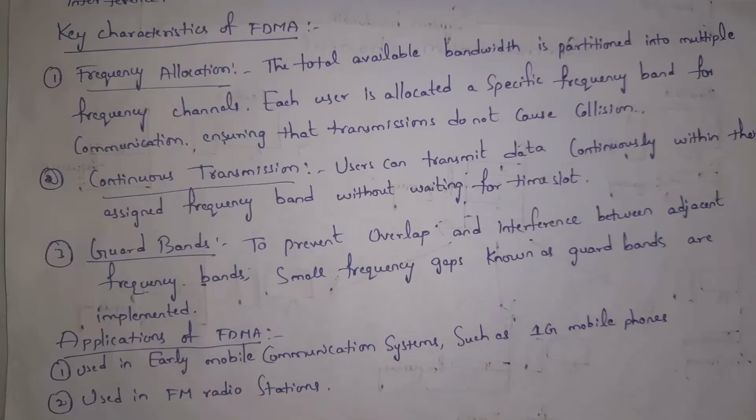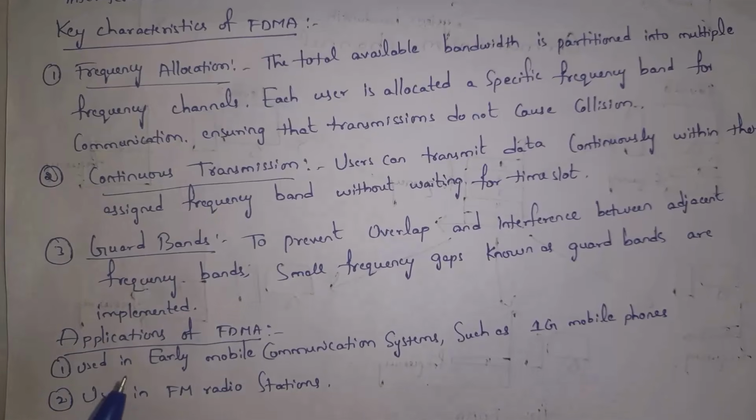And the third one is guard band. For each and every channel, we need to leave a small gap. We call that small gap the guard band. If we leave a small gap, channels will not interfere. All channels can communicate smoothly. And these are the applications. We used FDMA in 1G mobile communications. And we also used FDMA in FM radio stations.